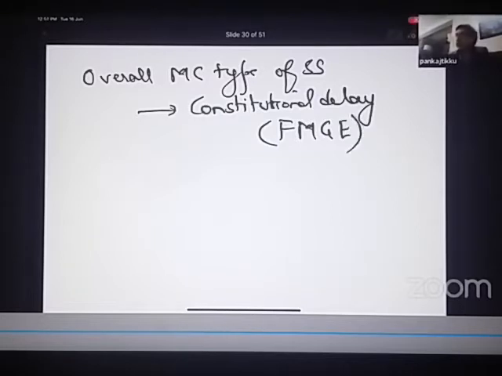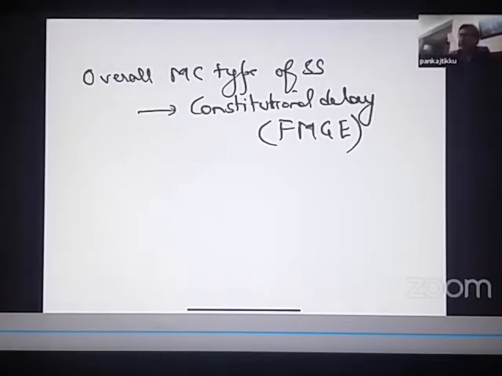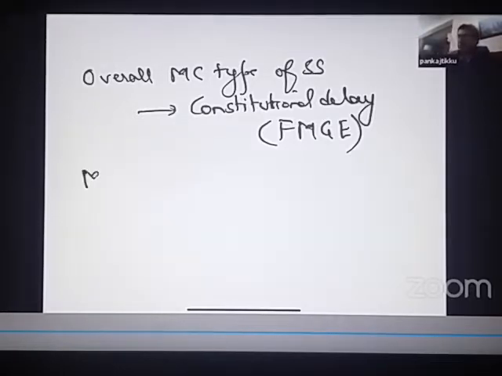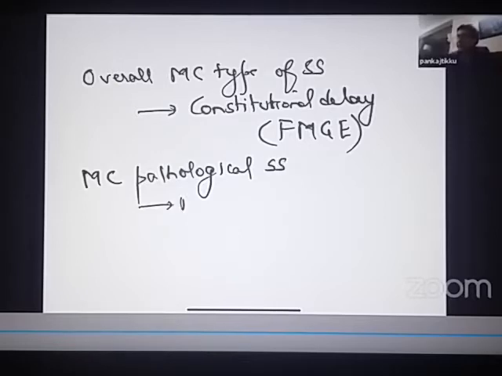Which is overall the most common type of short stature in children? It is constitutional delay. But is it physiological or pathological? It is physiological. So the second type of question that is asked is, which is the most common pathological short stature in children? Then it is malnutrition.